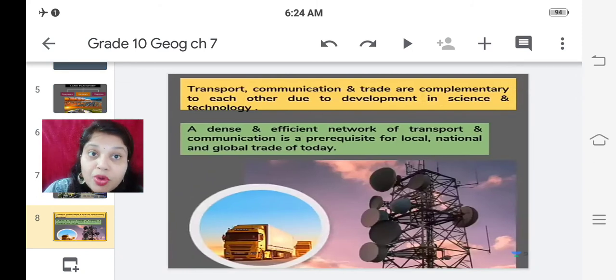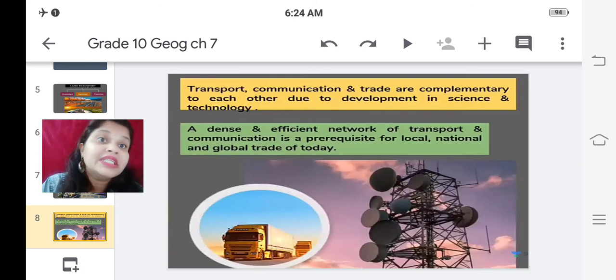Now this is very important. Transport, communication and trade are complementary to each other due to the development in science and technology. So transport, communication and trade, we cannot see them separately. They are interlinked, they are connected with each other, hence they are complementary to each other. Complementary means transport helps communication, communication helps trade, and this is how they are very important for the development of any country. And how are they complementary to each other?